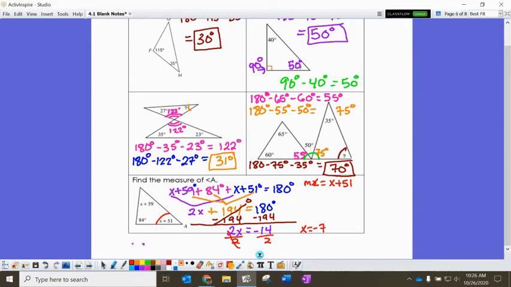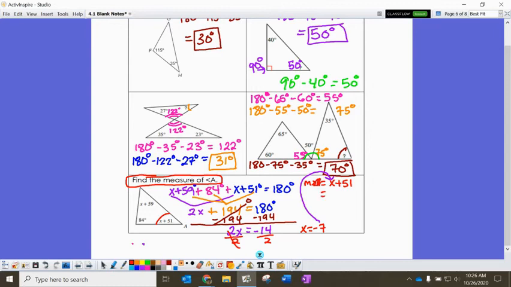Now don't box that as your answer here, because go back to your original question. They asked us to find the measure of angle A. And the fact that I have it over here might help me remember that that wasn't my final answer yet. So what are we going to do? We're going to take that negative 7 and plug it in for x in the expression for the measure of angle A. So this was the measure of angle A.